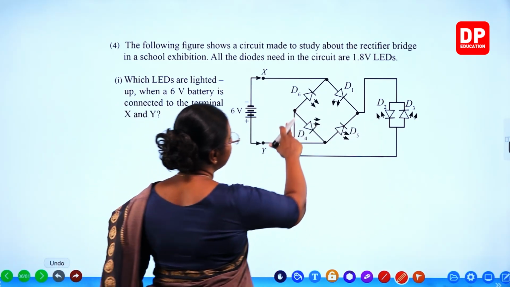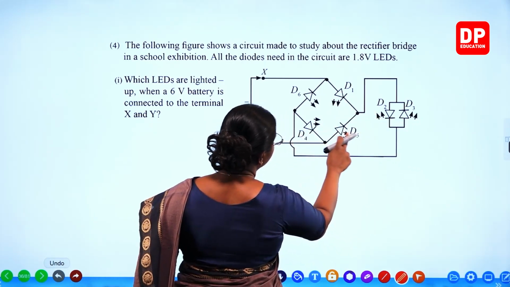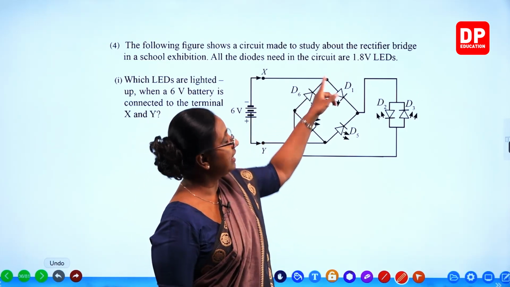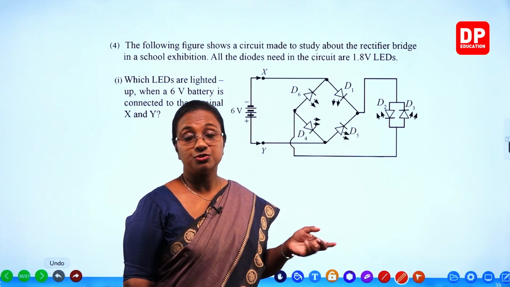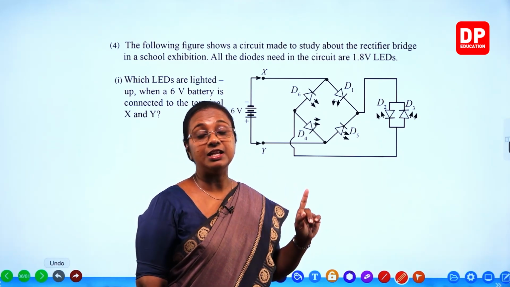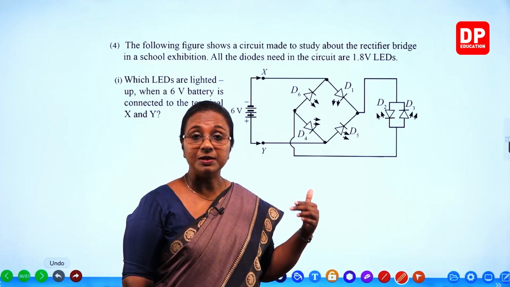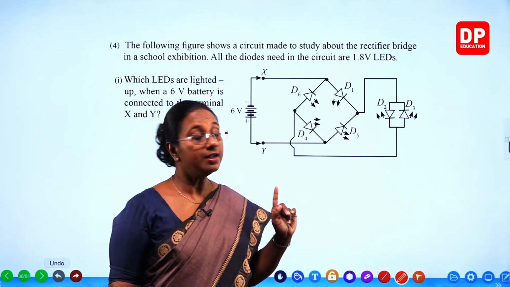Now what they have said is all these diodes, D1, D2, D3, D4, D5, D6, there are 6 diodes, and all of them need 1.8 volts biasing voltage. So, for one diode, we need to provide 1.8 volt LED. So, there will be a voltage drop of 1.8 volts for one particular diode.